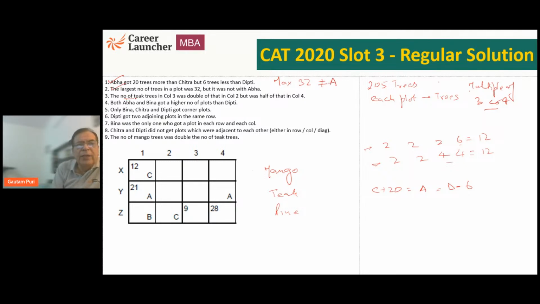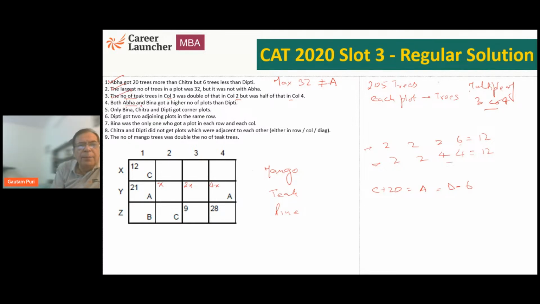The number of teak trees in column 3, teak trees is the Y column, was double that of column 2, but half of column 3. Column 3 is double of column 2. So if this is X trees, this will be 2X trees and this will be 4X trees.